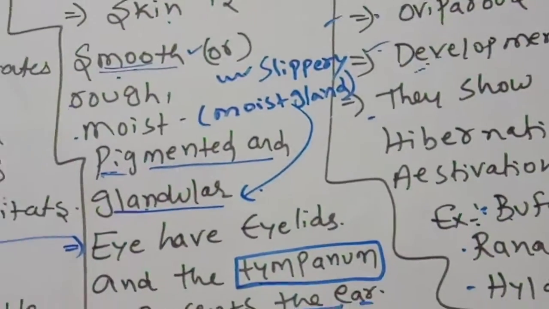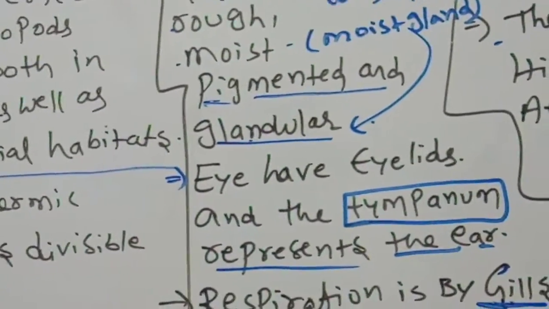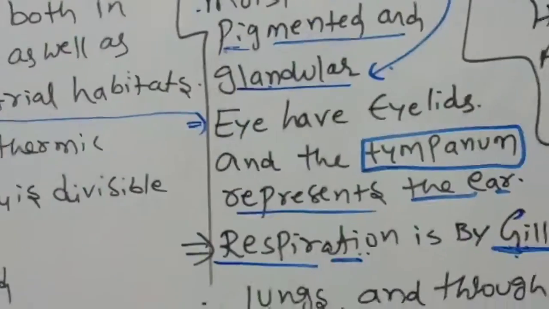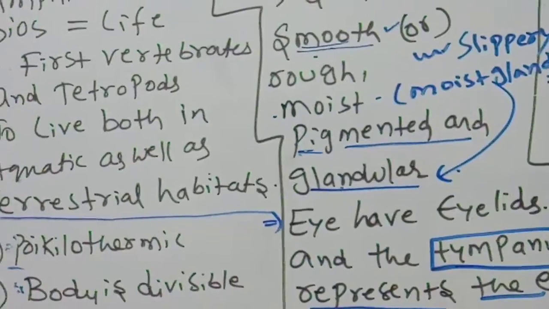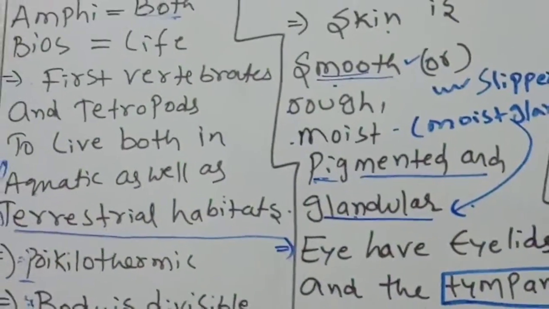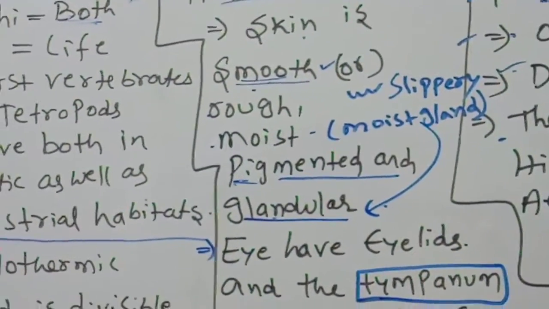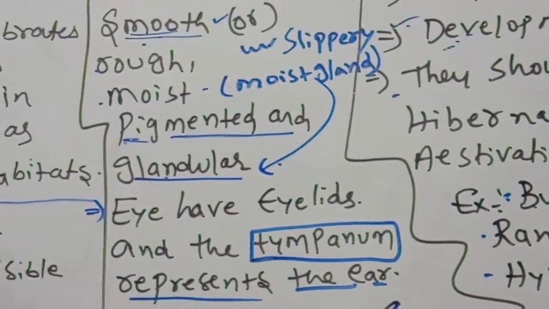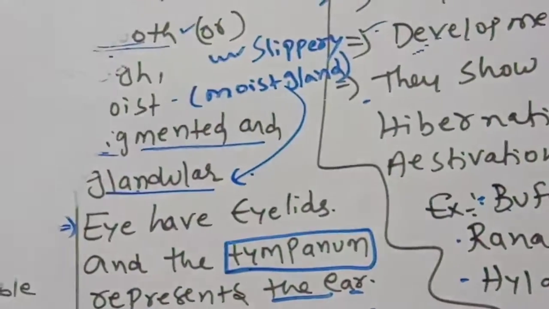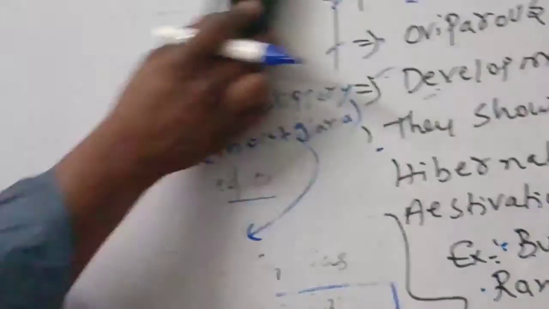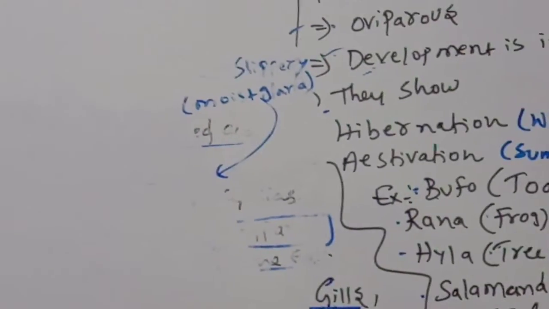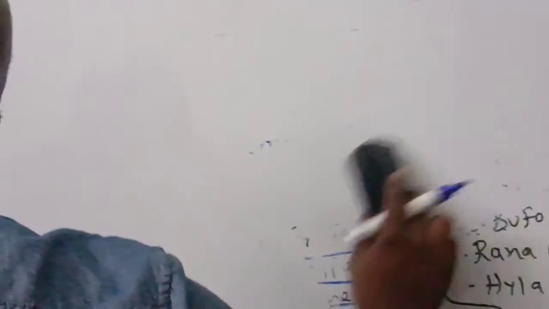In the next class we are going to discuss some more phyla, like reptilia, aves, and mammals. Thank you, children. Only some characters of reptilia we will discuss, and we will cover that one. Only an introduction of reptilia we will discuss, and the remaining part we will discuss in tomorrow's class.